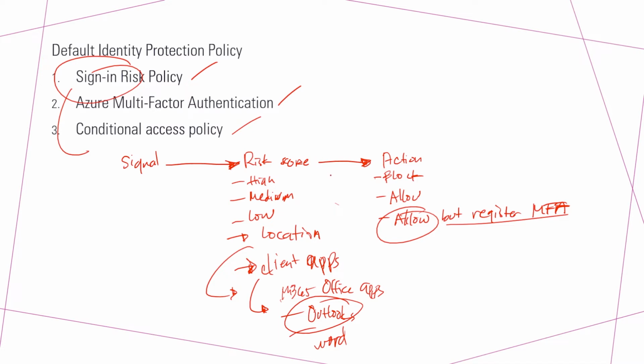So when a risky sign-in has been detected, the administrators can also confirm the compromise or confirm sign-in safe. So that's the sign-in risk policy. It does look like conditional access, but it's different. I'll show you later on why they are different. Let me just clear my board here.